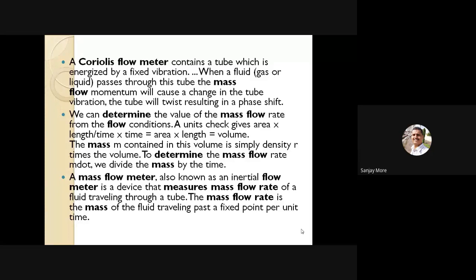In the Coriolis flow meter, they contain a tube which is enlarged by a fixed vibration. The mass flow meter is also based on the tube vibration. When a fluid or gas or liquid passes through the tube, the mass flow momentum causes a change in tube position, and this is converted into vibration. The tube will twist, resulting in a phase shift.